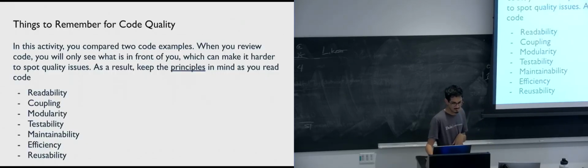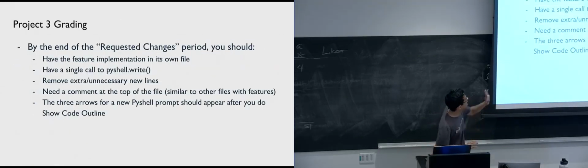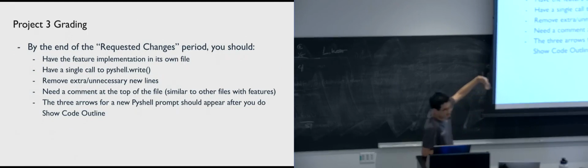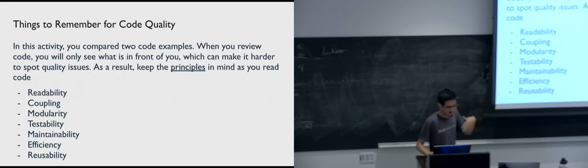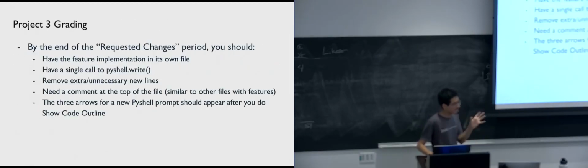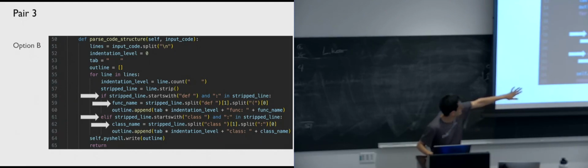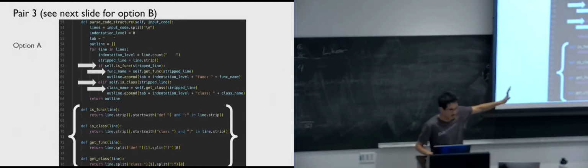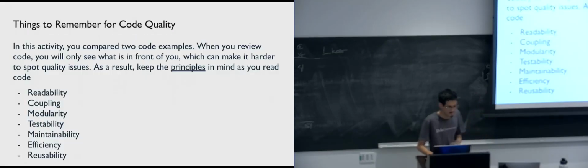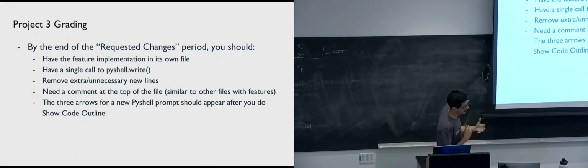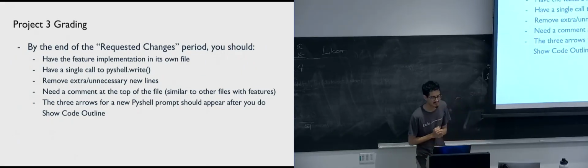Okay, so now I just want to go over the project. Part of the reason for doing this activity is that, hopefully, you notice a couple of these are things that you might have even done in Project 3. So we're not going to require you to do the change from pair 3 where you have to break it into smaller methods or anything. But the few things that we are going to request changes for is, one, having this code outline feature in its own file.